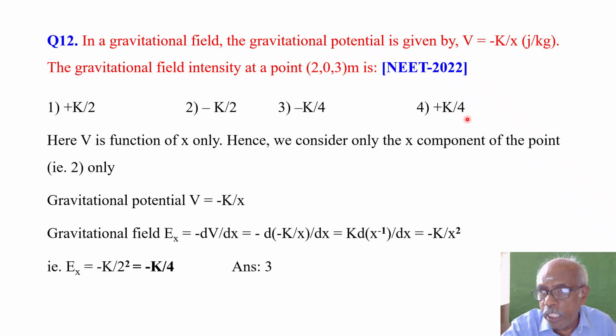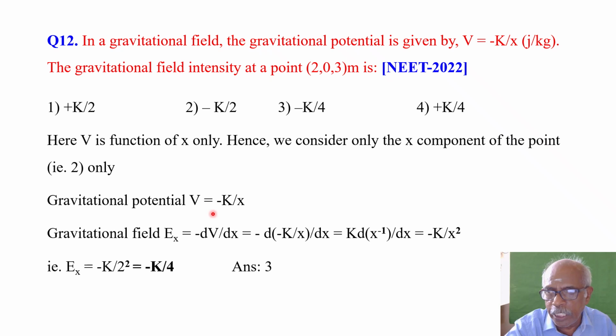So here, one thing you must find out. Here, V, the gravitational potential, is a function of X only. It is not a function of Y or Z. So hence, we consider only the X component of the point (2, 0, 3). What is the X component? 2. Y component is 0, Z component is 3, and you need not worry about it. So the X component of the point is 2 only.